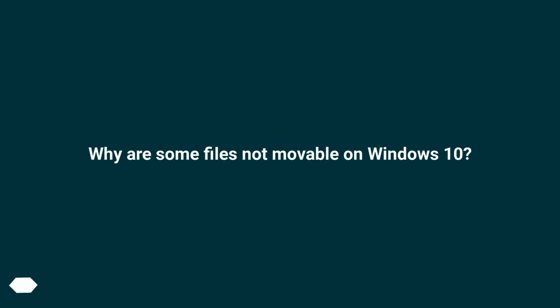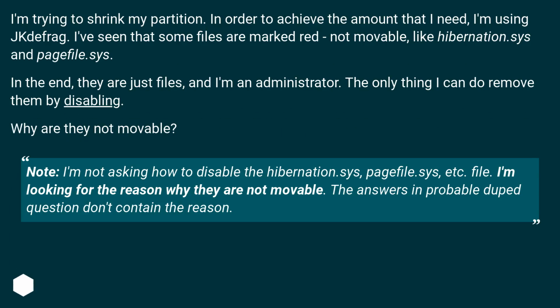Why are some files not movable on Windows 10? I'm trying to shrink my partition. In order to achieve the amount that I need, I'm using chtfrag. I've seen that some files are marked red, not movable, like hibernation.sys and pagefile.sys.